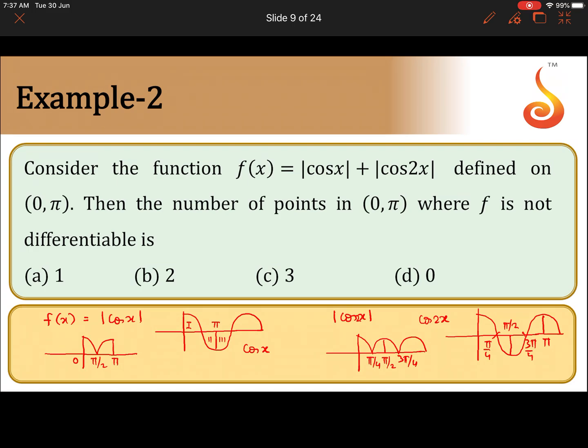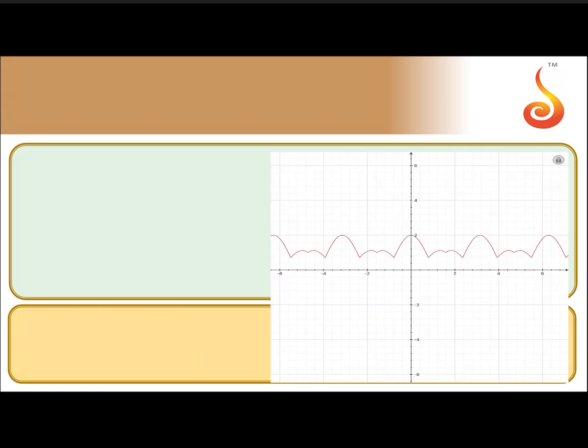Okay, I repeat once again. Cos x is positive in first quadrant, negative in second quadrant and third quadrant, again positive in fourth quadrant. But we require from 0 to pi only. Cos 2x, 0 to pi by 4 positive, pi by 4 to 3 pi by 4 it is negative.